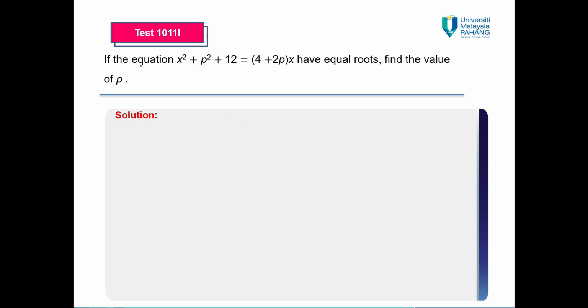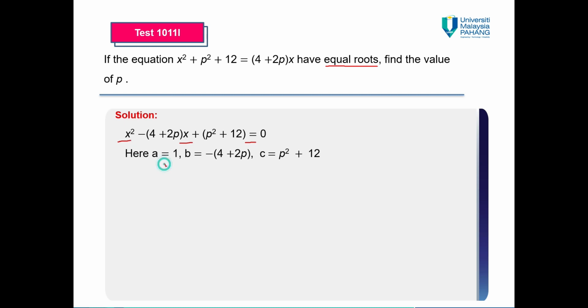This is a test question from 2010-2011 semester 1. If the equation x squared plus p squared plus 12 equal to 4 plus 2p times x has equal roots, find the value of p. Alright, so what to do? The first thing is we group all the terms according to their characteristic of x squared, x, and constant. So a is 1, b is this term, minus 4 plus 2p, and the last constant will be c.